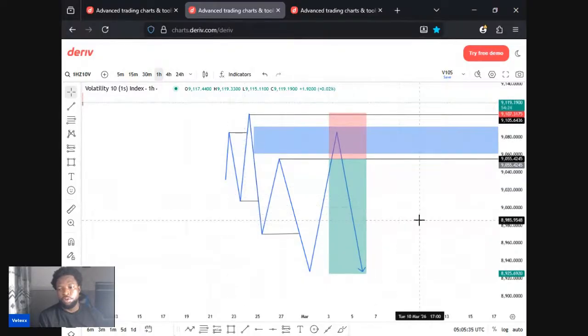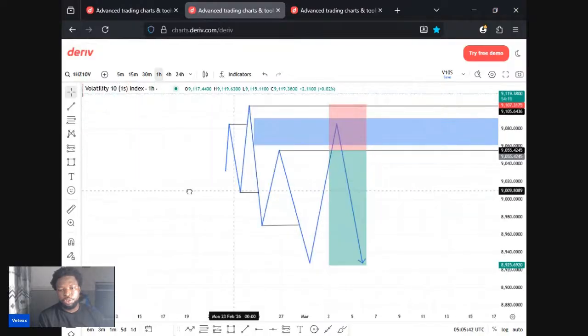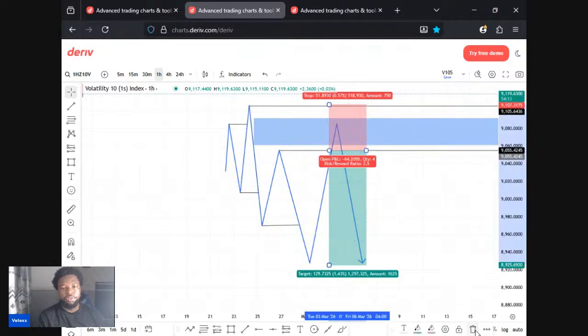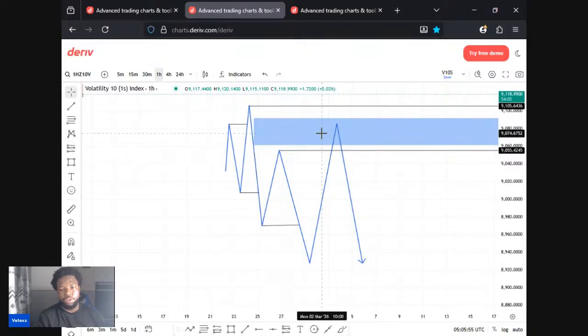So we go to the weekly time frame. Take for example, this is the weekly time frame. Let me remove this. You go to the weekly time frame, you get your direction, or the 24-hour time frame, or the 4-hour time frame, and then the 1-hour time frame, to always get your direction of where price is coming from and where price is going to.